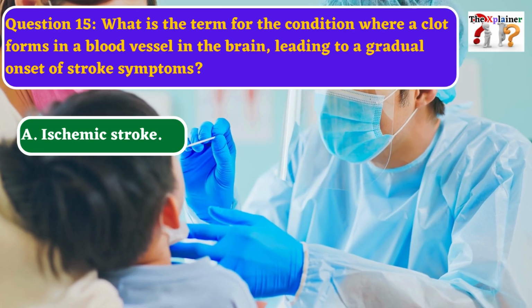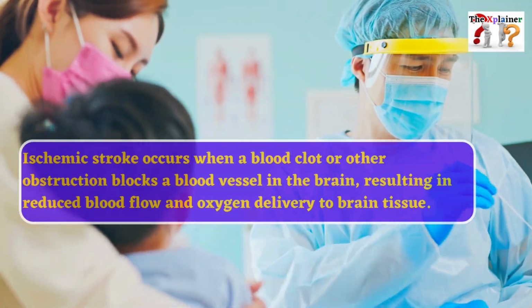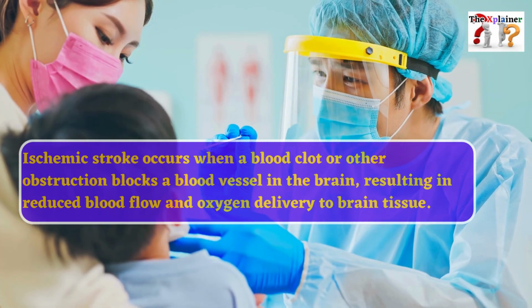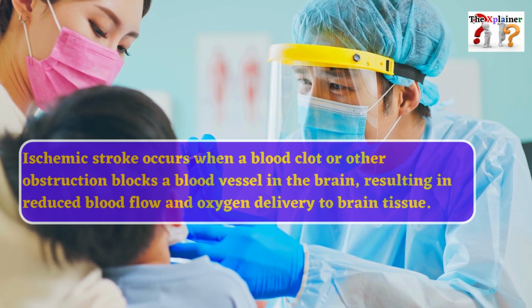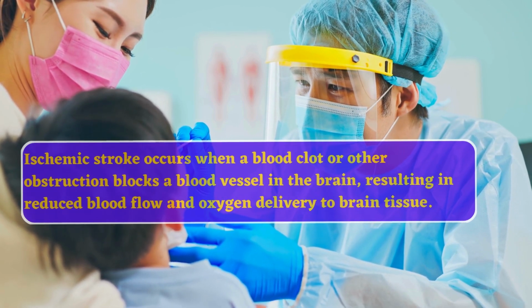The answer is A. Ischemic stroke. Ischemic stroke occurs when a blood clot or other obstruction blocks a blood vessel in the brain, resulting in reduced blood flow and oxygen delivery to brain tissue.